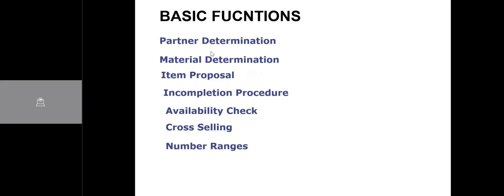When we do the sales order process, some information is required, like payment term, order quantity, and customer information. If any information is not maintained, the system will not allow us to complete the process, and that is called the incompletion procedure.